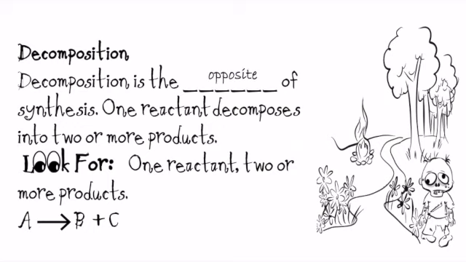Decomposition is the opposite of synthesis. One reactant decomposes into two or more products. So look for one reactant and two or more products. The general equation is A yields B plus C.